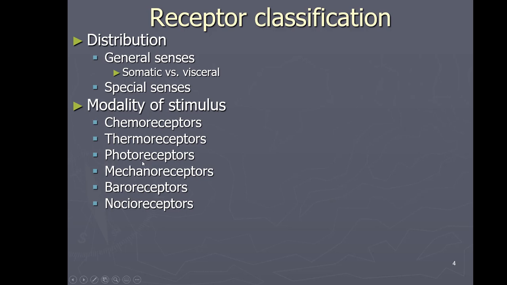Photoreceptors respond to light. Mechanoreceptors respond to mechanical stimuli like stretch. Baroreceptors respond to pressure. And nociceptors respond to pain. So be familiar with what each of those receptors responds to.